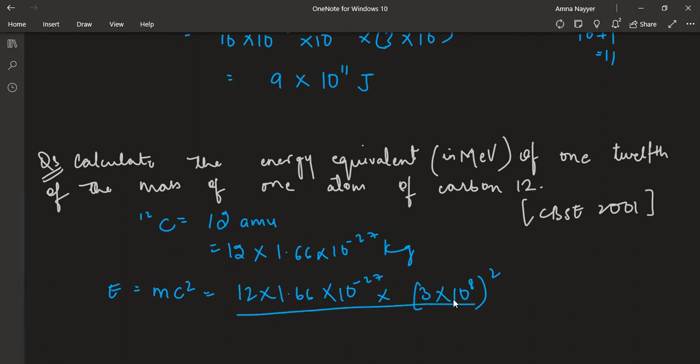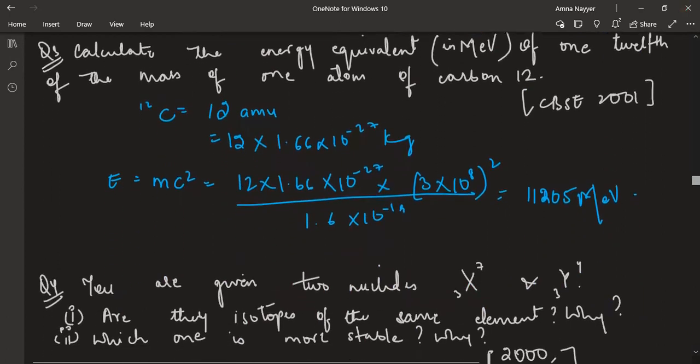Let's do one thing, we'll divide it by 1.6 into 10 to the power minus 19 here only, because we have to get the answer in mega electron volts. This becomes very easy to calculate. You can look here, 1.6 and 1.6 will get cancelled. The exact answer will come out to be 11,205 mega electron volts. Note it down, then try the fourth question. The fourth question is the most important question of all the questions that have come.